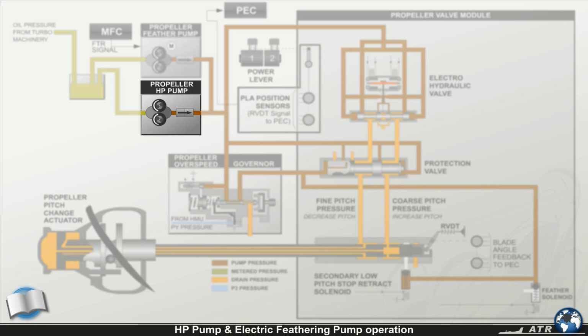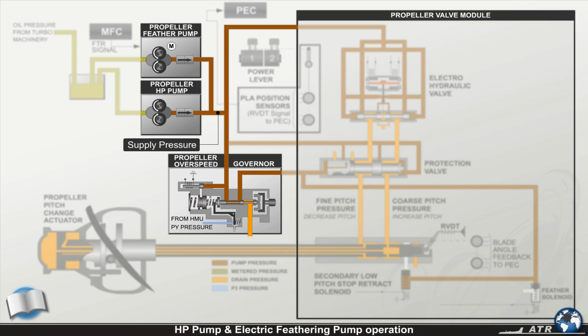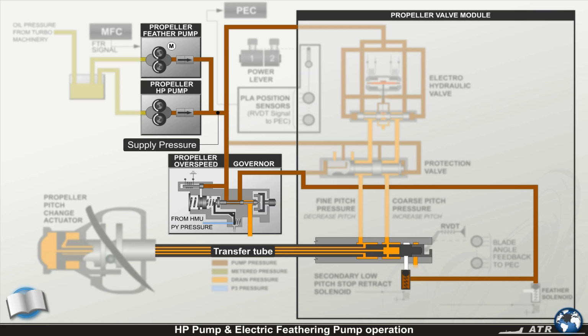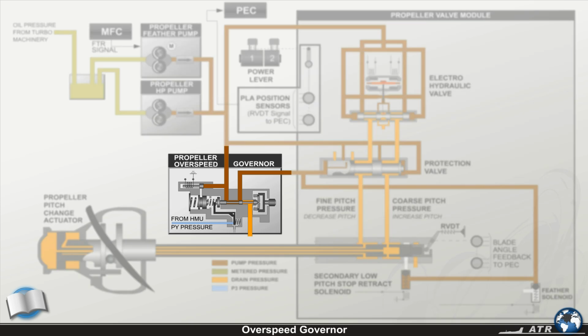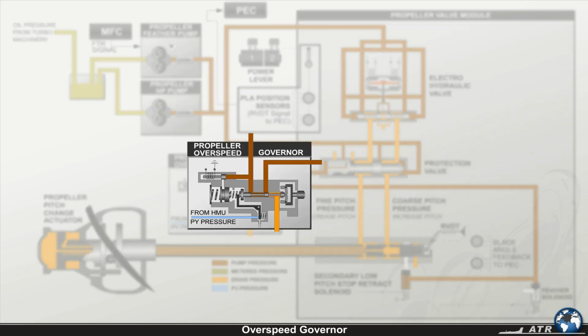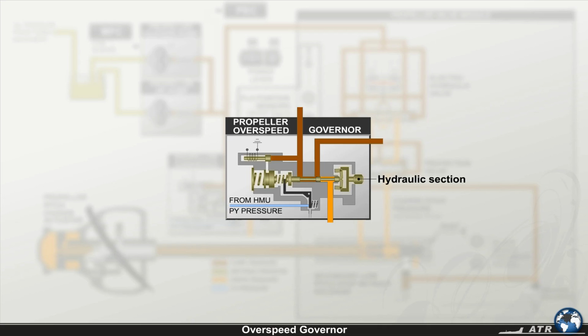The pressure output from the mechanical high-pressure pump and the electrical feathering pump is called supply pressure. The supply pressure is routed to the overspeed governor, to the PVM, and to the transfer tube. The function of the PVM is to supply oil pressure to the pitch change actuator, which results in propeller blade angle changes. The overspeed governor is installed on and driven by the propeller reduction gearbox. It's composed of a hydraulic section and a pneumatic section.